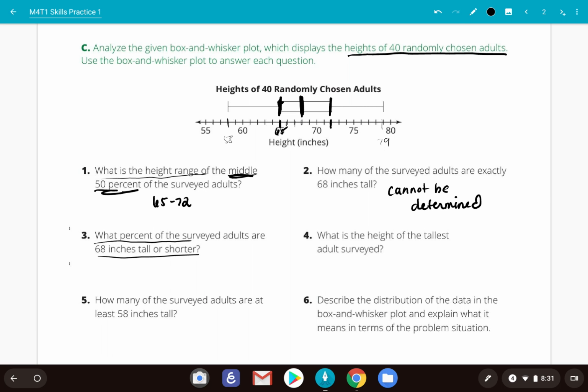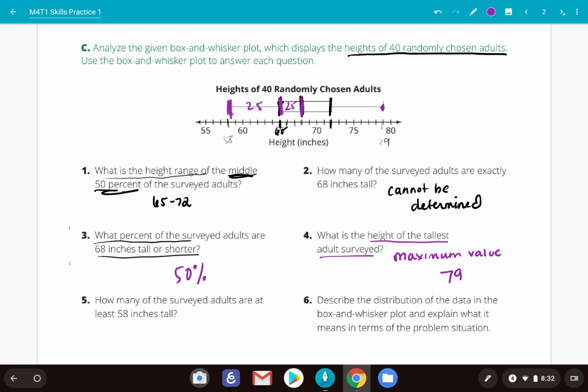So 68 is here, or shorter would be 25 and 25. So a total of 50%. Number 4, what is the height of the tallest adult? That's your maximum. And that's going to be 79.